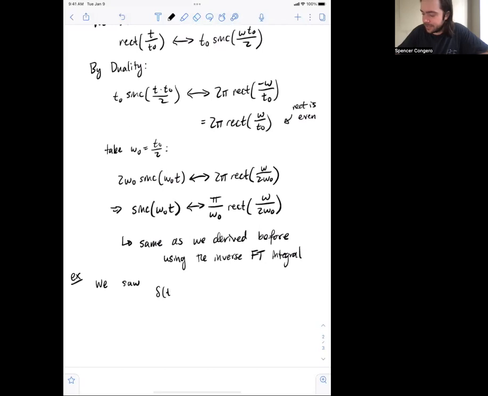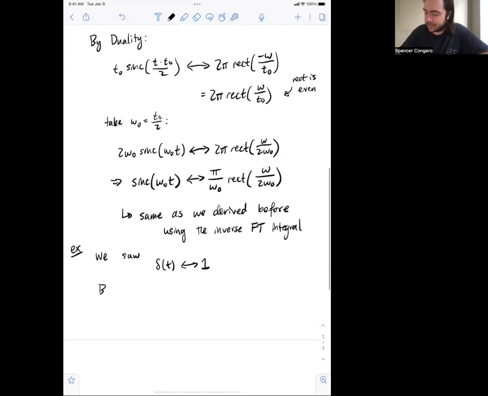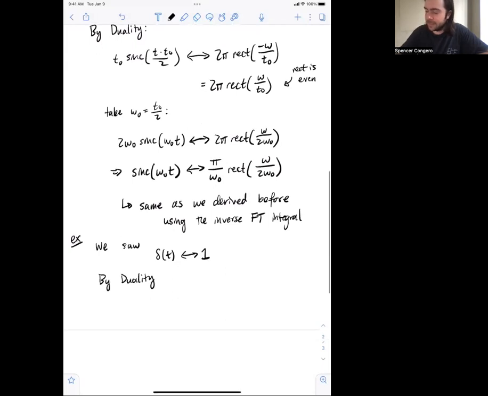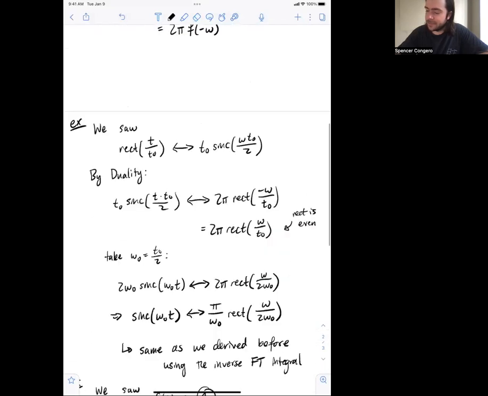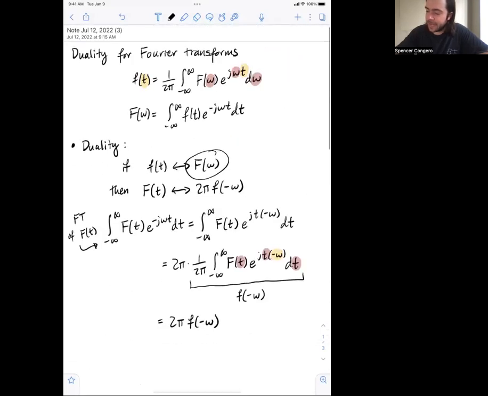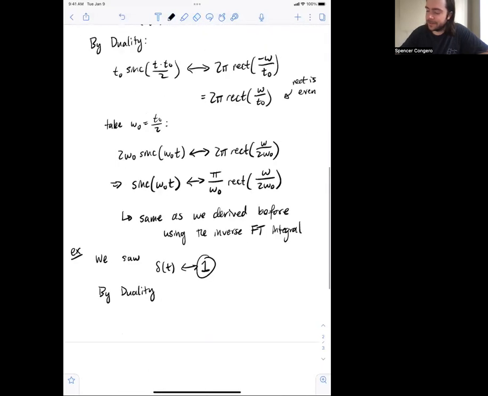We saw delta of t has Fourier transform 1. So by duality, what can we get from that? We look at this, instead of a function of omega, as a function of time. But 1, I mean, omega doesn't appear anywhere. If I make that a function of time, it's still just 1.